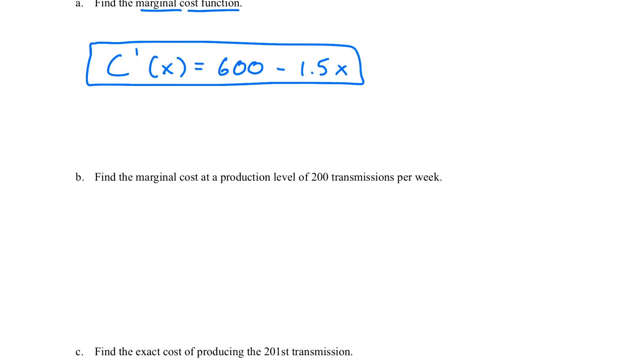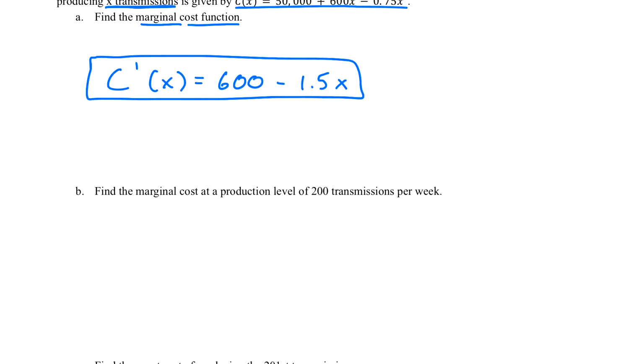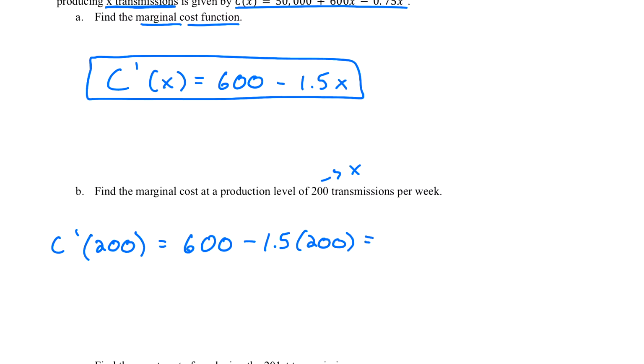Part B says we want to find the marginal cost at a production level of 200 transmissions per week. In these types of problems, x is always going to represent the number of units. Here it says x transmissions, so we're just going to plug in 200 for our x value. I am looking for C'(200). That'll be 600 minus 1.5 times 200. Here we have 600 minus 300, which gives me 300.